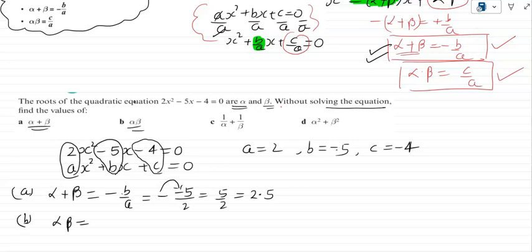So alpha beta is c over a, right? We have just solved here: alpha beta is c over a. What is the value of c here? Minus 4, and a is 2. Minus 4 divided by 2 is minus 2. So we got alpha dot beta equal to minus 2.